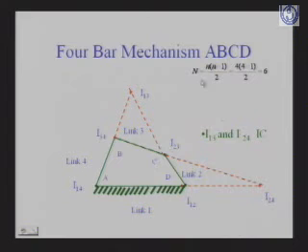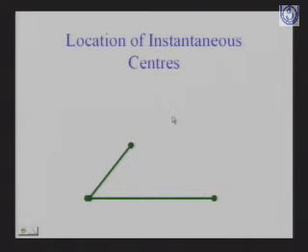Now, as we said, the number of instantaneous centers is equal to 6. I12 and I14 are fixed instantaneous centers, and I13 and I24 are neither permanent nor fixed, because when the position of the link changes, the positions of I13 and I24 also change. So they are called the neither fixed nor permanent type of instantaneous center.